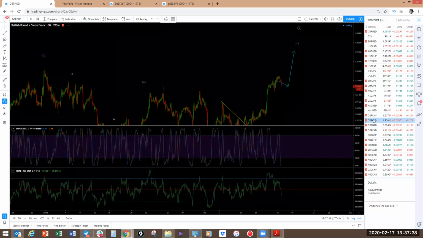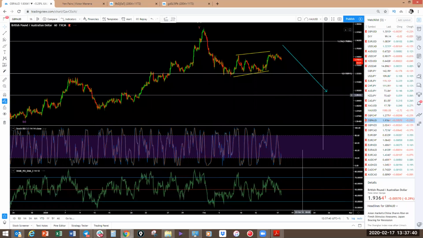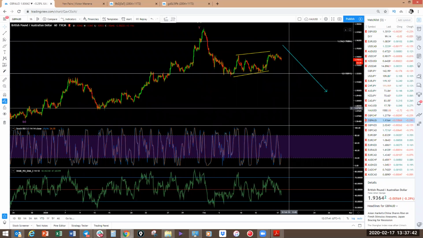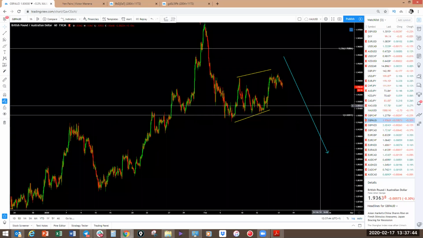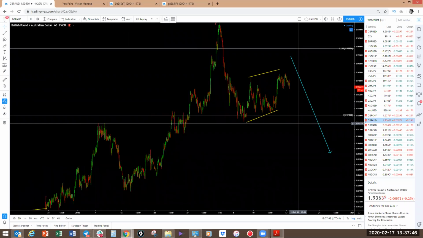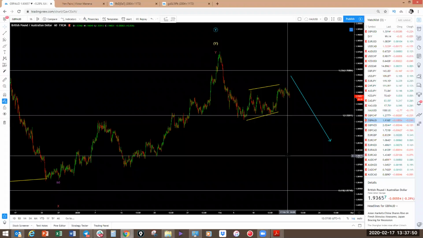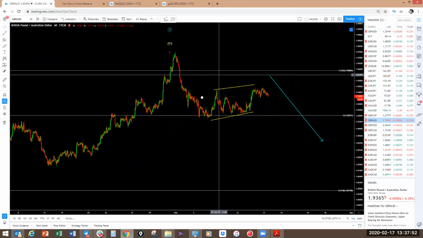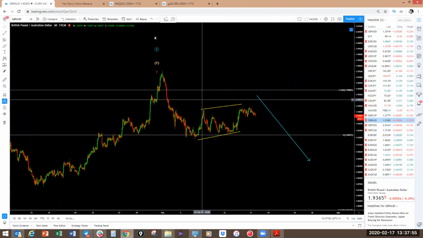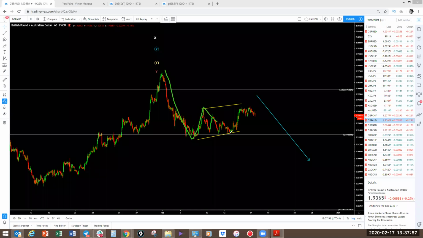Pound Aussie. So pound Aussie, there's a similar structure that has happened on pound Aussie that we've seen on pound CAD. Now you see here we've got a pound Aussie impulsive move like that, and then 1, 2, 3 like that with a V pattern here. Now this structure looks familiar, and if you trade every day, you'll be able to see these structures.